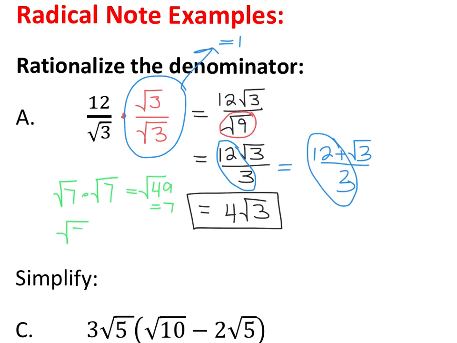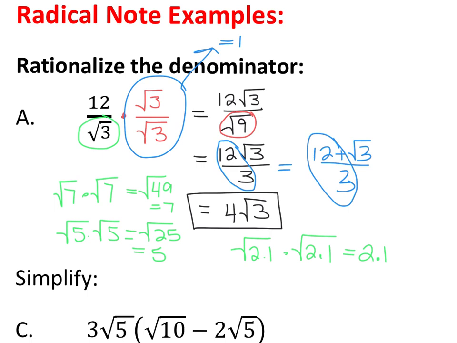Watch again, square root of 5 times square root of 5 would be square root of 25. The square root of 25 is 5. The square root of 2.1 times the square root of 2.1, guess what that's going to equal? 2.1. So whatever the value of the square root in the bottom, that's what you want to multiply the equation top and bottom by. Because by multiplying a radical with itself, you always make it a perfect square, and then it's always going to escape from the radical jail, if you will.